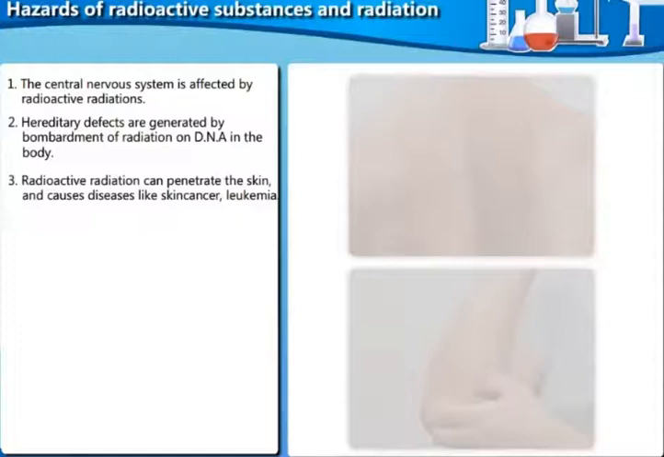And the central nervous system is also affected. As you can see in the first point, the central nervous system is the brain and the spinal cord. The brain and the spinal cord make up the central nervous system. And what is leukemia? Third point, the third adverse effect you can see. Leukemia is nothing but blood cancer. Okay, so it is very cancerous. These radioactive radiations are very cancerous.